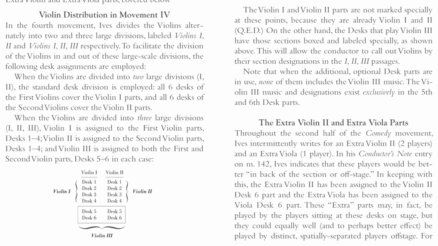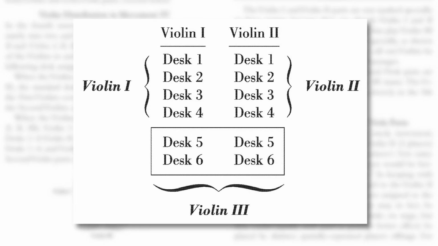Okay, in the survival guide, there is a section called Violin Distribution and Movement 4, and it explains this problem. And it provides a schematic to show what happens whenever the violin 3 section appears in the violin writing. And what takes place is this. Desks 1 through 4 of the violin 1 section become violin 1. Desks 1 through 4 of the violin 2 section become violin 2. And then desks 5 and 6 from both the violin 1 and the violin 2 sections become violin 3. So now let's go back and look at the score again, and it will all make sense.